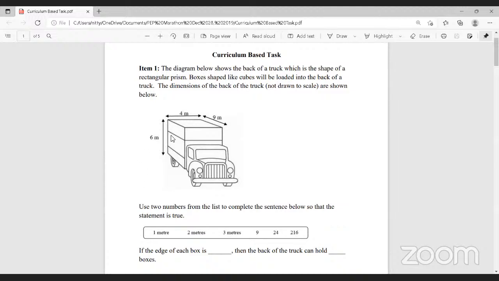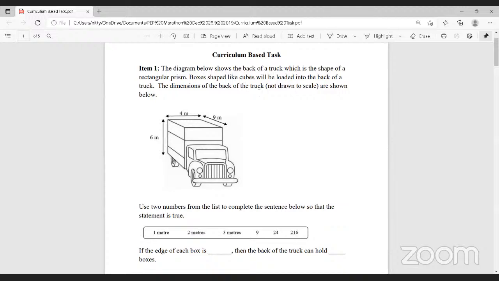Look at the dimensions that we have here. What do we first need to know to start thinking about how to complete this sentence? If the edge of each box is blank, what could the edge of each be? And remember now, the boxes are what we're going to load into the back of this truck. The boxes are shaped like cubes. If the boxes are shaped like cubes, what does that mean? What dimensions could we be thinking about?